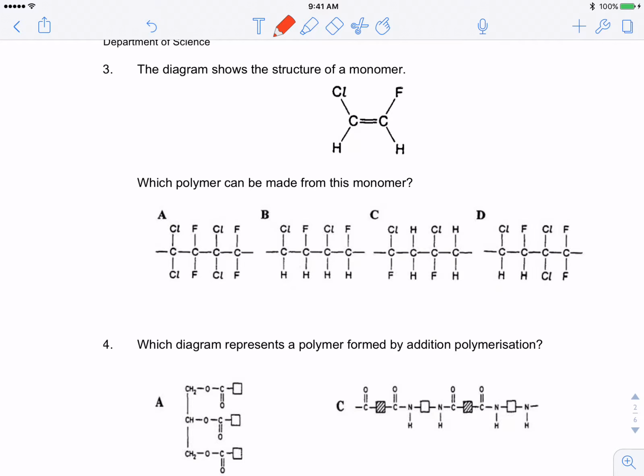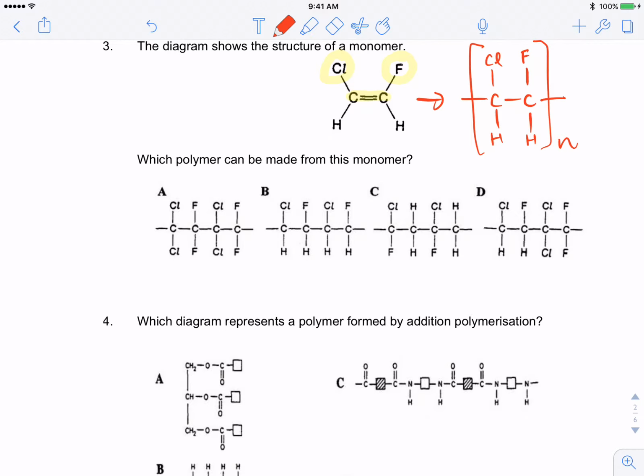Question 3. The diagram shows the structure of a monomer. Okay, you see that it's a C=C double bond. Here there's a chlorine, here is a fluorine. Which polymer can be made from this monomer? So remember, to convert this to a polymer, all you have to do is, instead of C=C double bond, write it as single bonds, join out the lines, and put an n here.